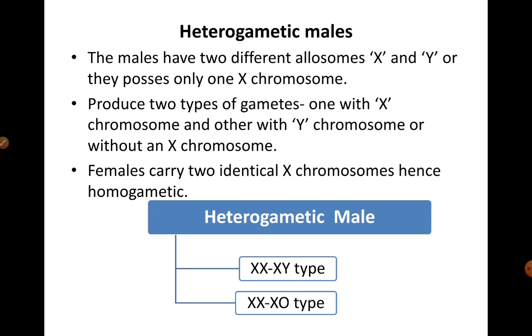So these heterogametic males, there are two types under this. One is XX and XY type, wherein you can observe here XX denotes female, XY denotes male, hence males are referred to as heterogametic here. And in the other type it is XX and XO. XX is represented for female, XO means males having only one X chromosome, right? So that is XX XO type.